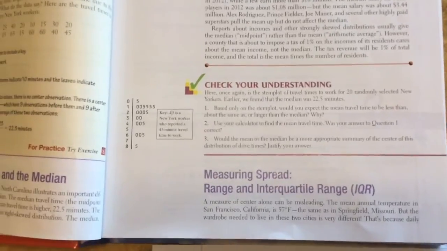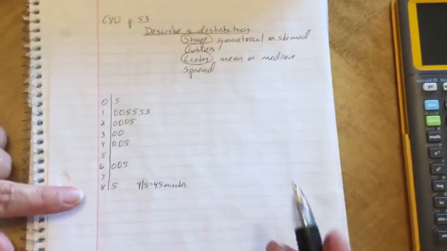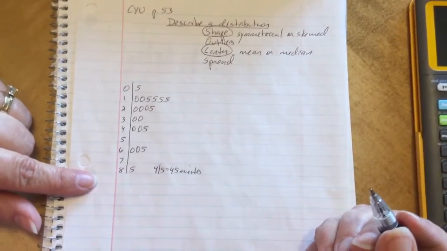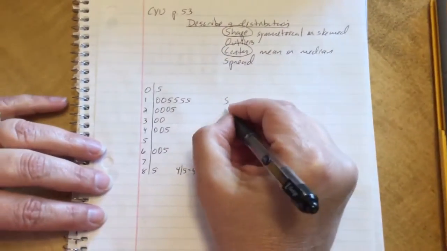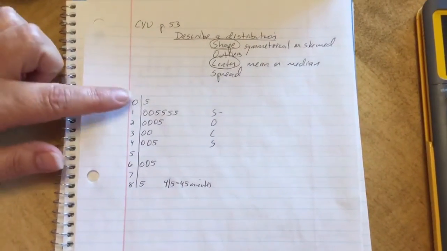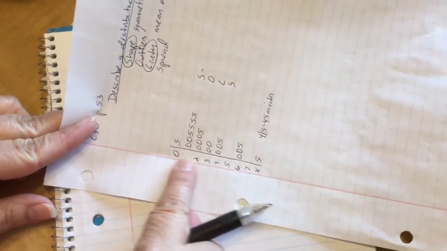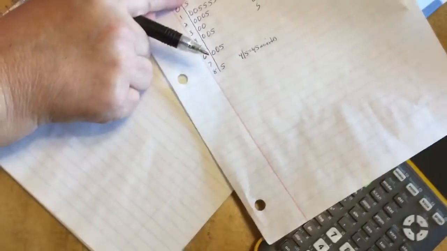It's the center item. I've got a stem plot, so I can find the center from the stem plot. There are 20 pieces. Before we do this, let's SOCS this. Sorry, guys. Let's describe the shape. In order to do this, we have to kind of turn it on its side. Always go from lowest to highest.